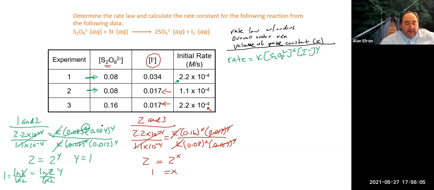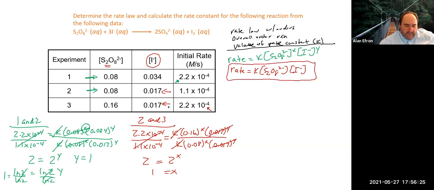Now that we got the orders, we could actually write the completed rate law, which would technically be the rate is equal to K times the S2O8 2- to the first, but we don't have to put the 1 because it's a 1, times I minus, also to the first. Again, we don't typically put the ones there when we write the rate law. Any questions on that one there?